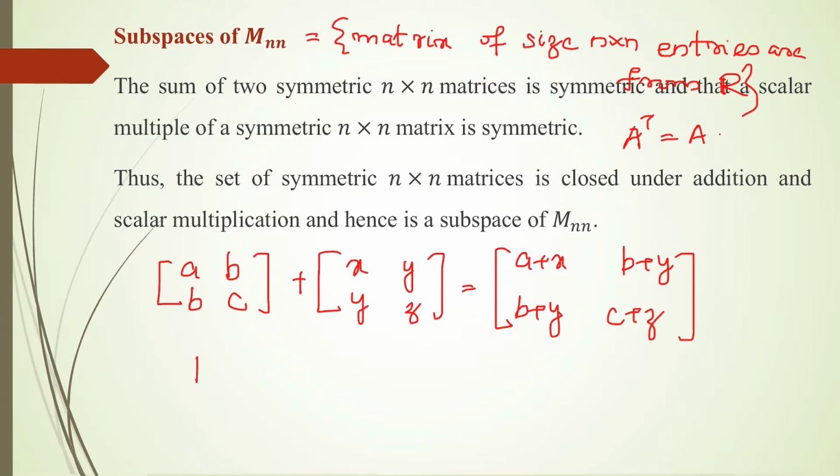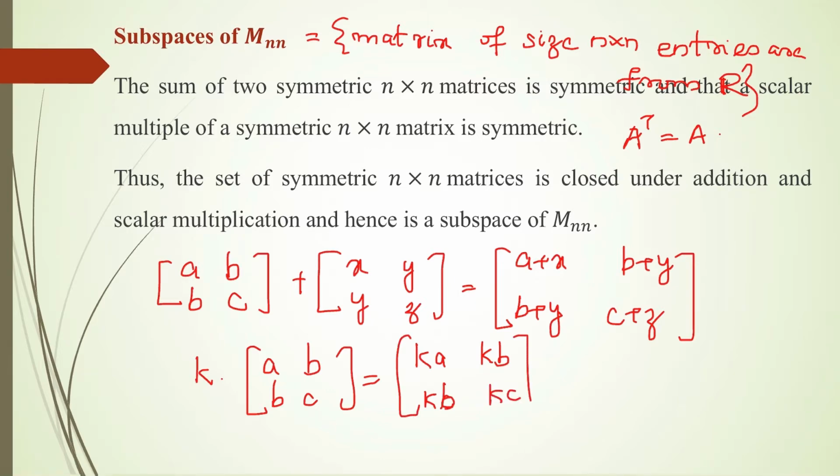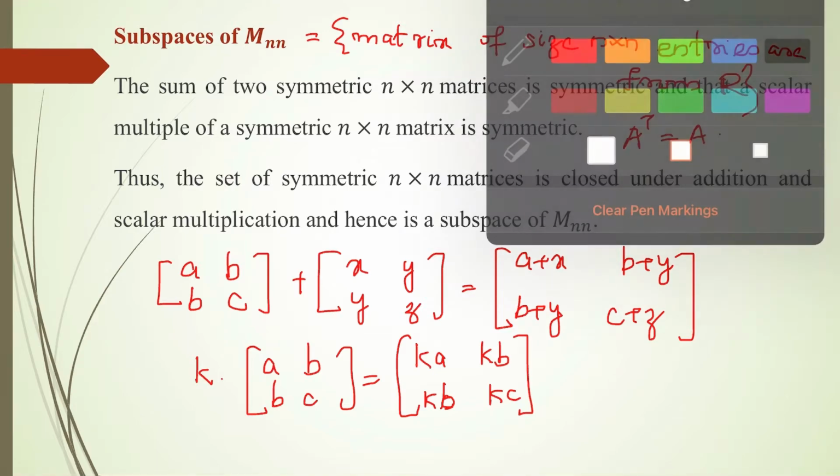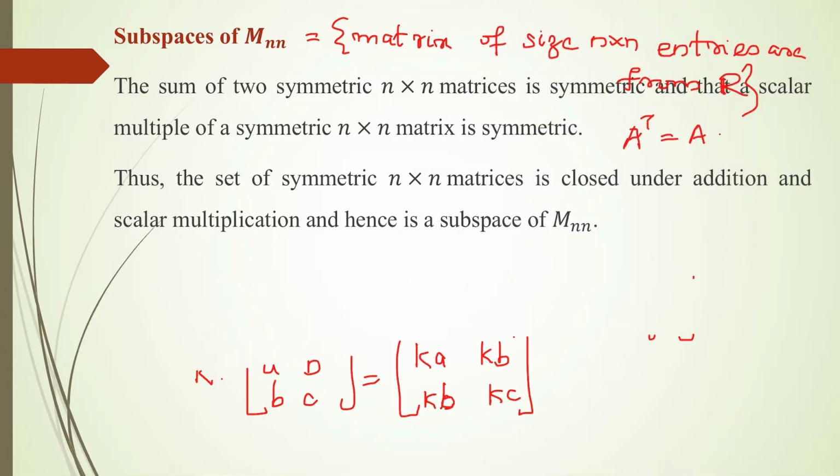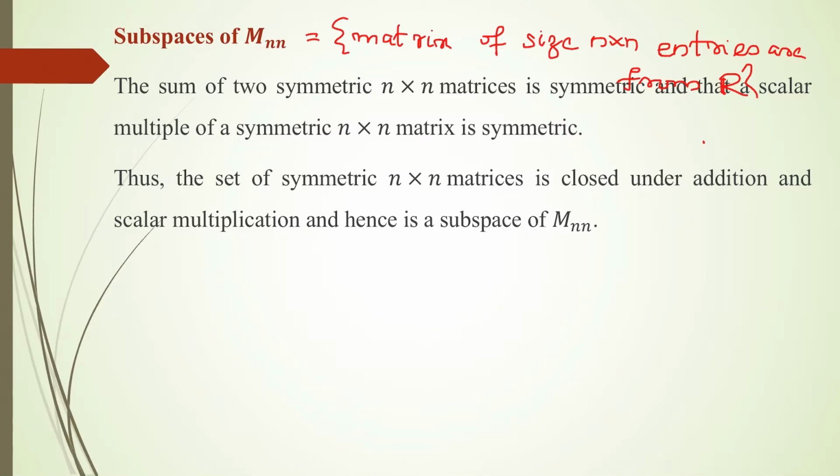And if we multiply [a, b; b, c] with some scalar k, we will get [ka, kb; kb, kc]. This is again a symmetric matrix. So the collection of all 2 by 2 symmetric matrices, or in general the collection of all n by n symmetric matrices, is closed under addition as well as scalar multiplication, and hence it is a subspace of Mnn. Okay, now we will see some more examples for Mnn.